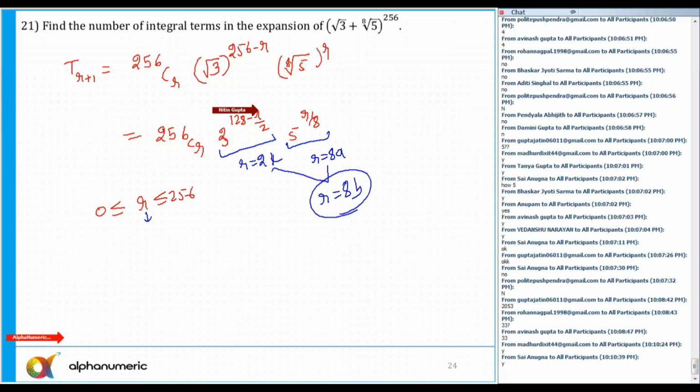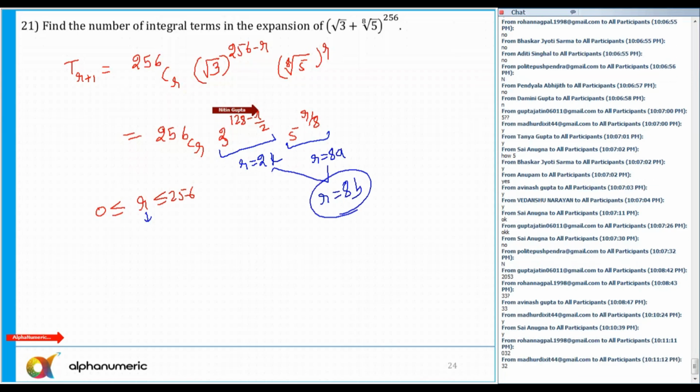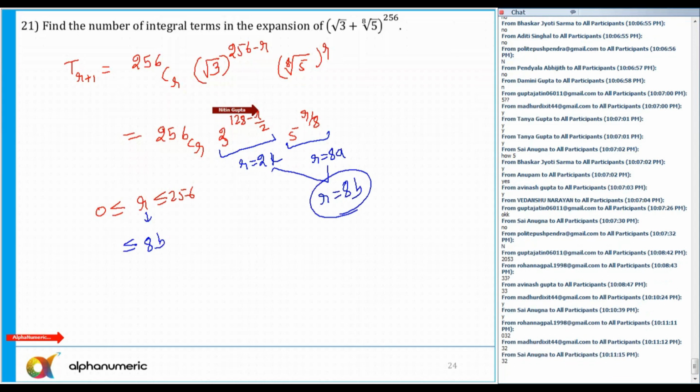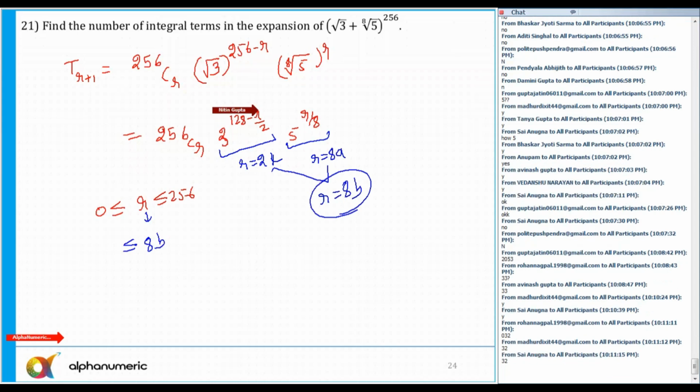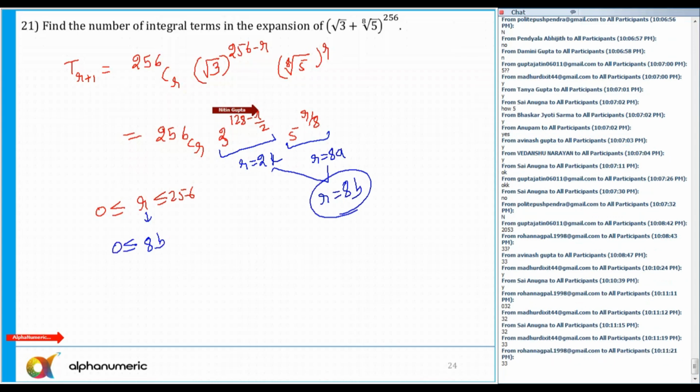8b lies in the range 0 to 256, which means b will lie in the range 0 to how much? 256 by 8, that is 32. So b is in the range 0 to 32. So 0 to 32, how many terms? There are 33 terms, and that is the answer.